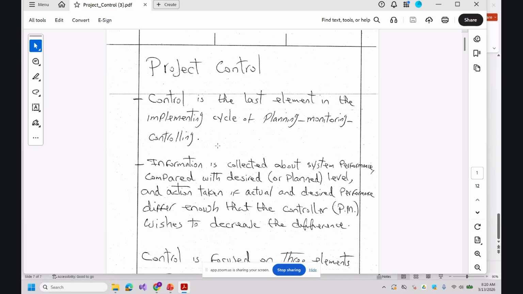Because in the real world, if you don't meet the delivery date, then your competition is going to finish a similar project, a similar product, and be ahead of you. So everything is about time. So here, control is the last element in the implementing cycle of planning, monitoring, and controlling.